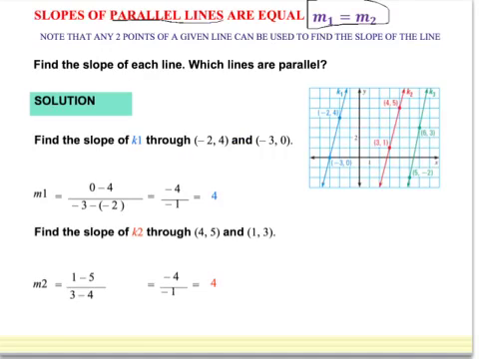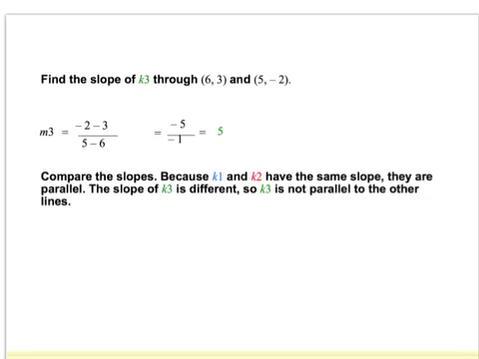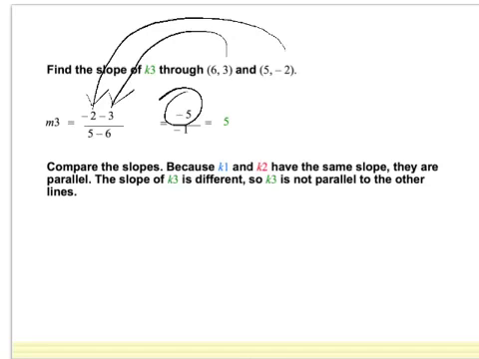We still have to find the slope for the green line, or line K3. To find the slope for line K3, we again subtract the y-coordinates. Negative 2 minus 3 is negative 5. Now for the x-coordinates, 5 minus 6 is negative 1 for a slope of 5. Because K1 and K2 have the same slope, they are parallel. However, the slope for line K3 is different. Therefore, K3 is not parallel to either one of the other two lines.